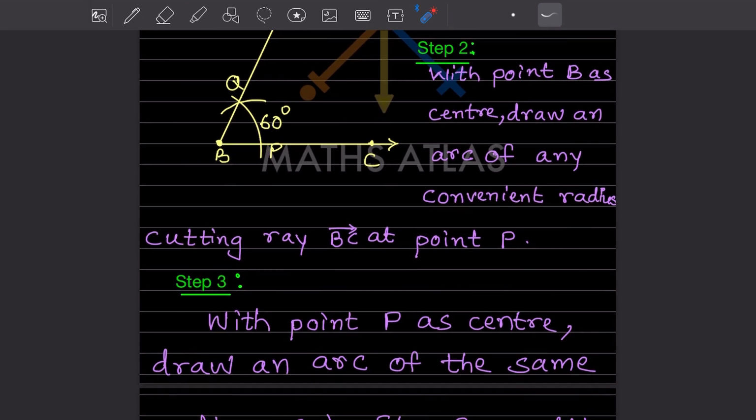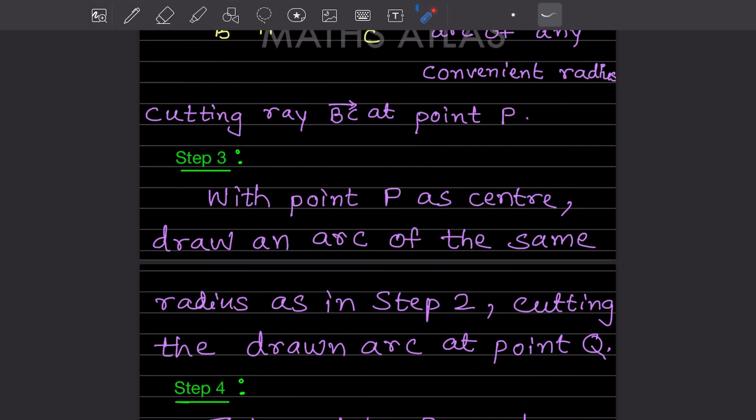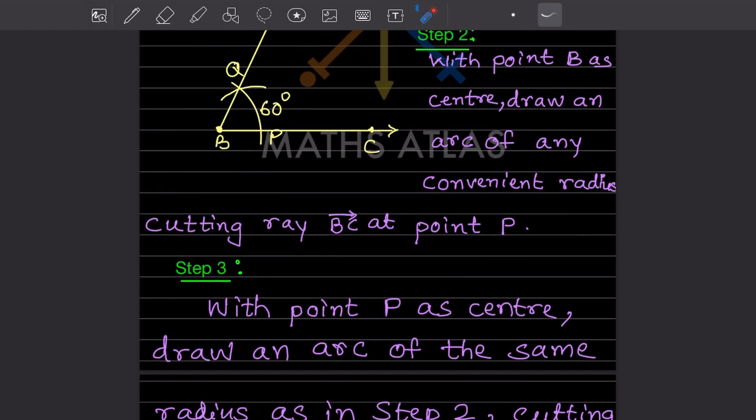Now for step 3, with point P as the center, what will you do? Draw an arc of the same radius. Whatever radius you took in step 2, with the same radius you are not going to change it. You start from this point P, with P as center, draw an arc of the same radius as in step 2, cutting the drawn arc at a point. So from here, you will take it and cut this one.